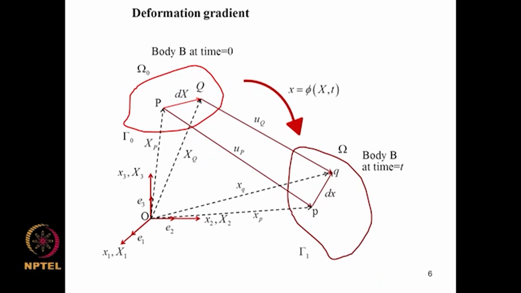Now, let us consider a line segment PQ in the body B in the reference configuration, and due to this deformation this PQ moves to this position pq as shown here, and the initial length is d capital X, this is d lowercase x. So, various position vectors of PQ at t equal to 0 and at some time t are shown here.